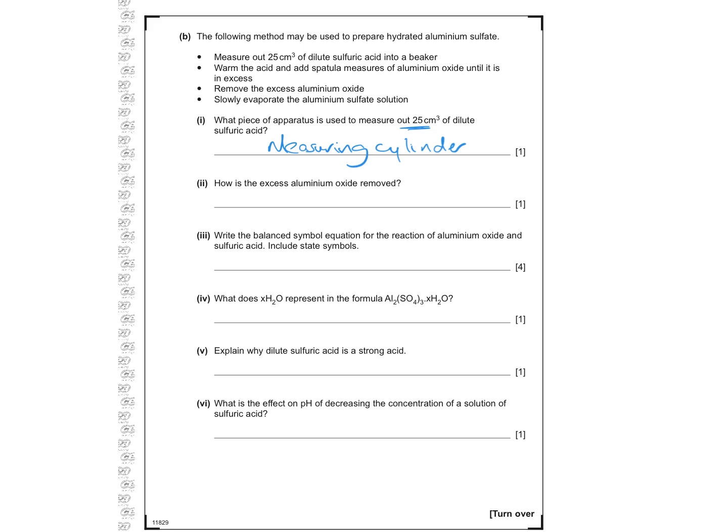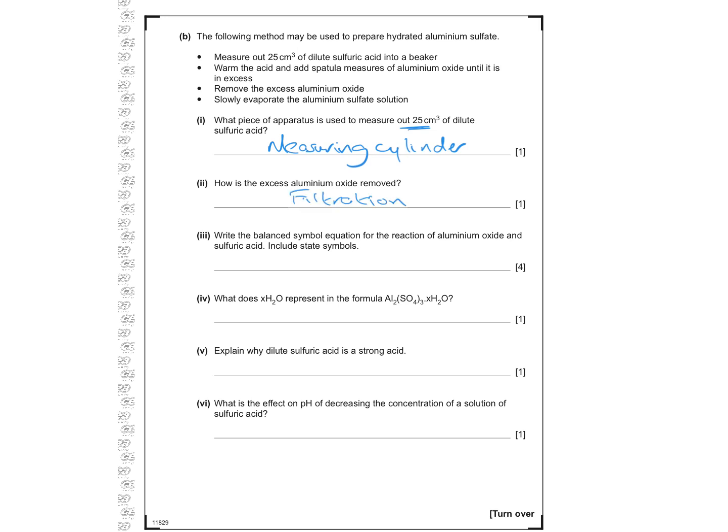The excess aluminium oxide, well, you can see up here that the aluminium oxide is added until it's in excess, and then the excess is removed. Well, if it's an excess, that means it doesn't react anymore. So you just simply would filter it.